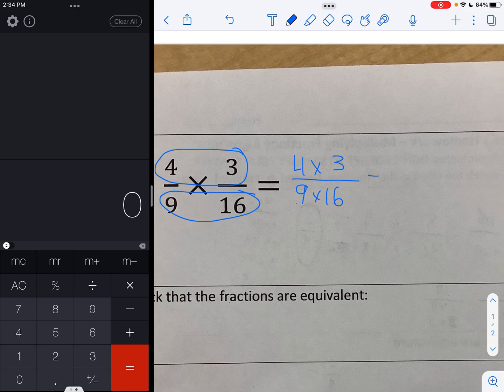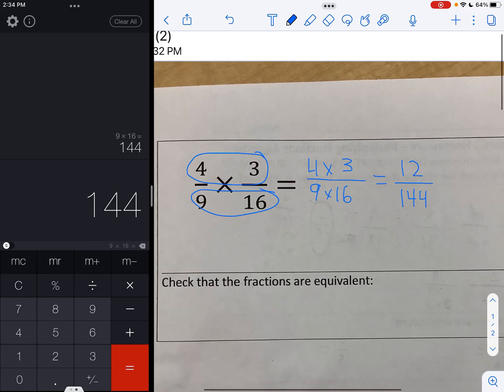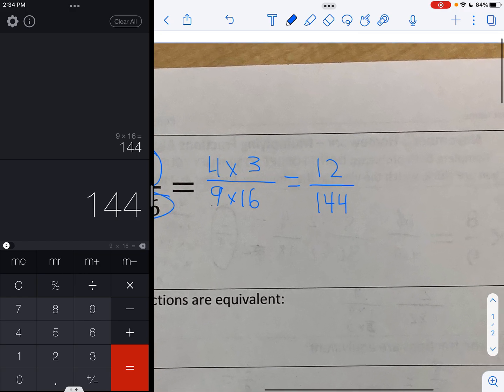So 4 times 3 is 12, and I have my calculator pulled up right here. 9 times 16 is a little harder. I'm guessing a lot of you can't do that in your head, but it's 144. Now some of you might recognize right away 144 is kind of a weird number, but we know something about it, and it's that 12 is a factor of it.